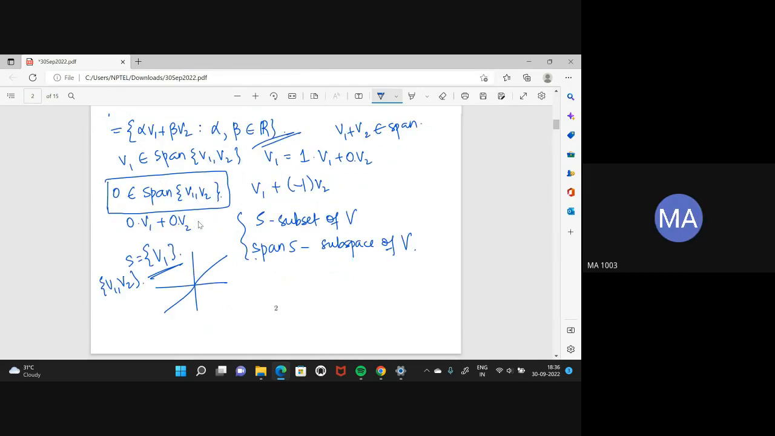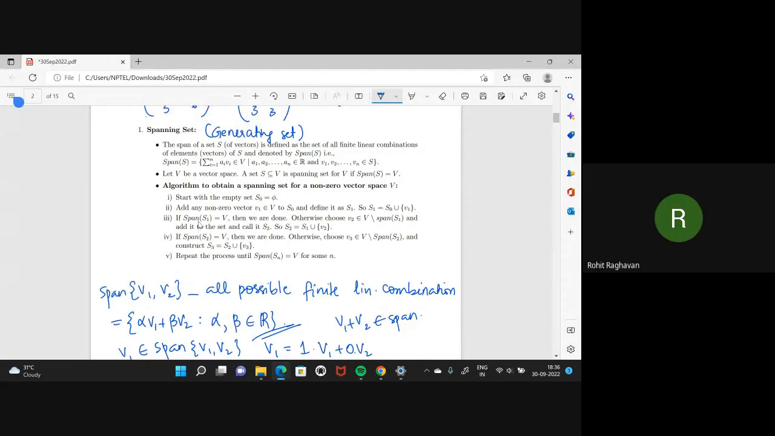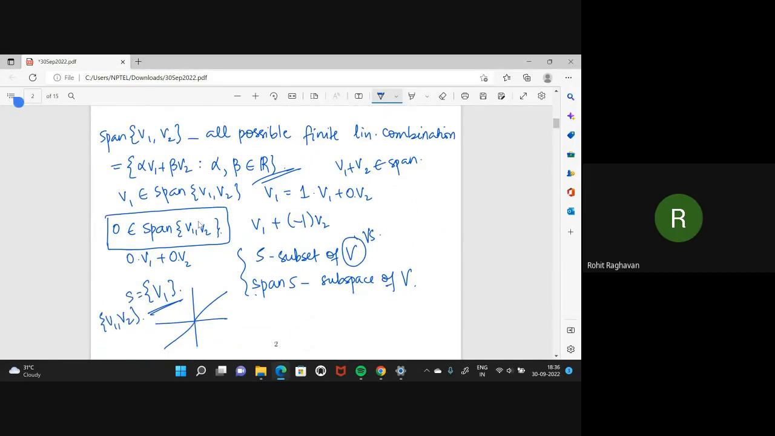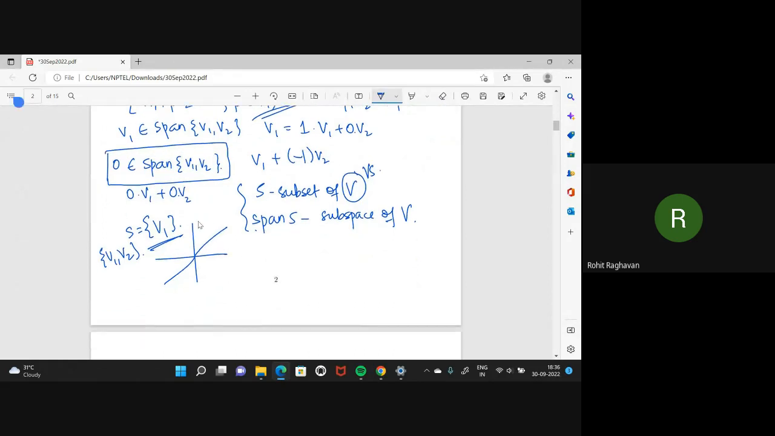So is the concept of span clear? You're just generating a subspace starting from a subset. Then here V is what? Is it a space or a vector? Vector space. Because in one line we are taking it as a vector and then as span we are considering it as a subspace. So that's why I clarified.